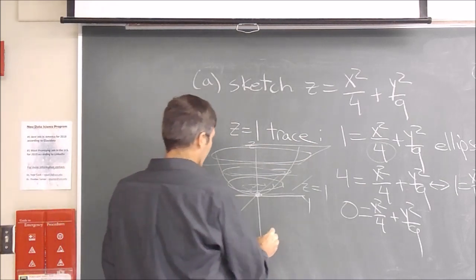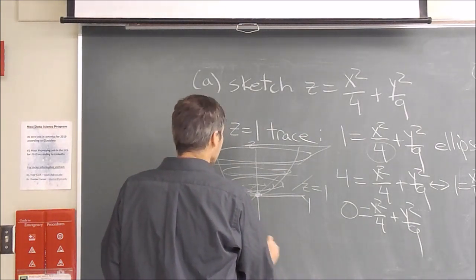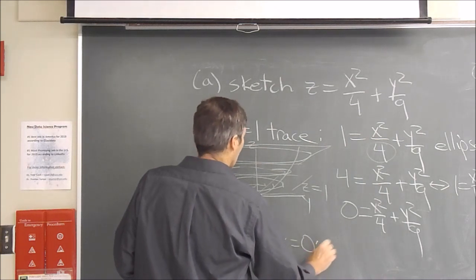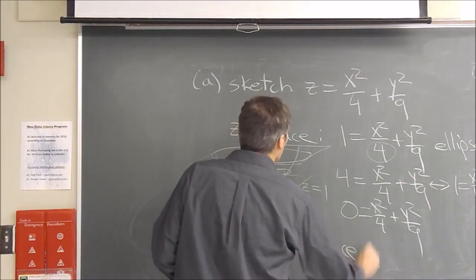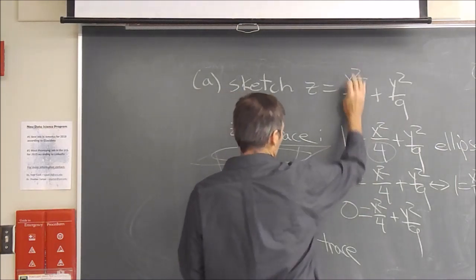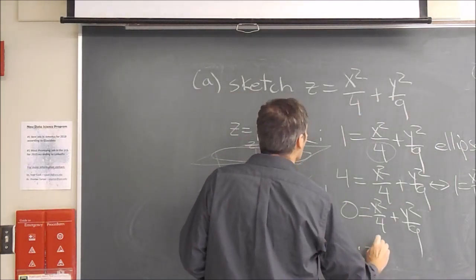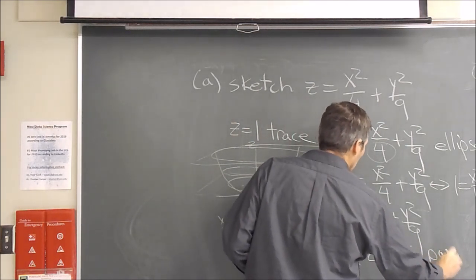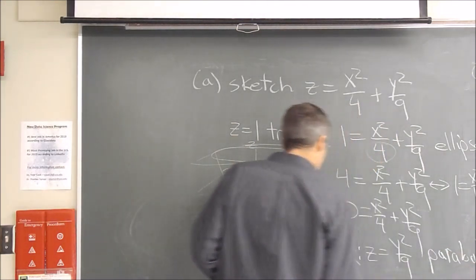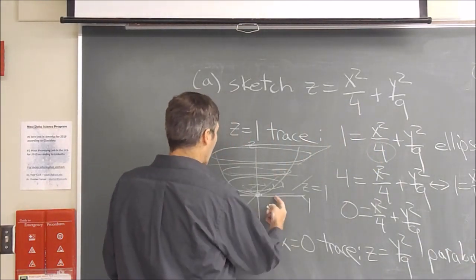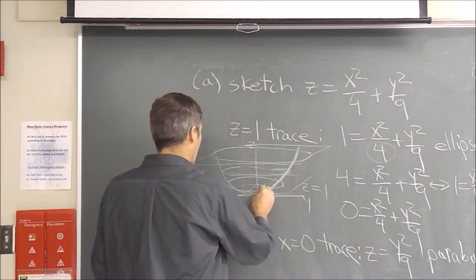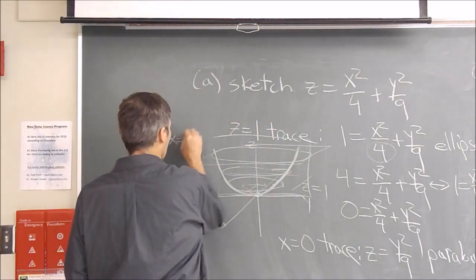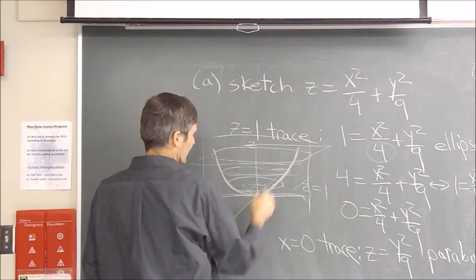Now we can do traces in the other direction. Suppose I do, for instance, the x equals 0 trace. By putting x equals 0 in the equation, I get z equals y squared over 9. That's a parabola. Alright, the basic parabola upward. And so in the yz plane of the board, I draw this parabola. There's the yz plane of the board, x equals 0. And here's the parabola.